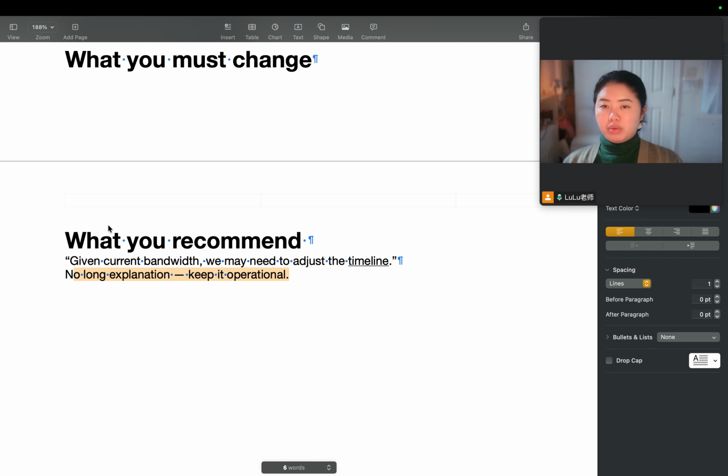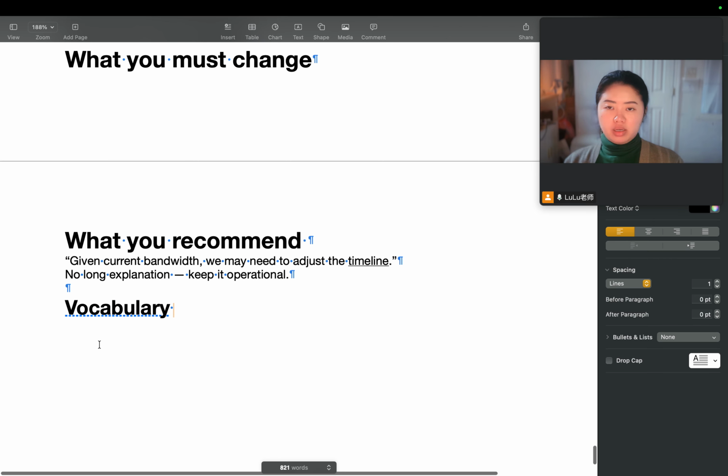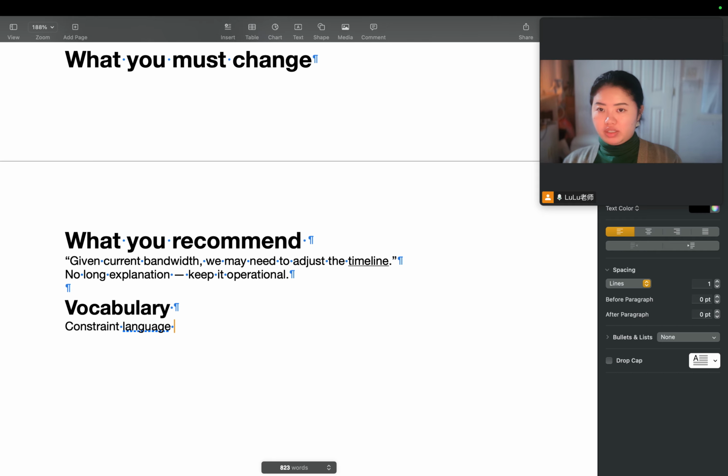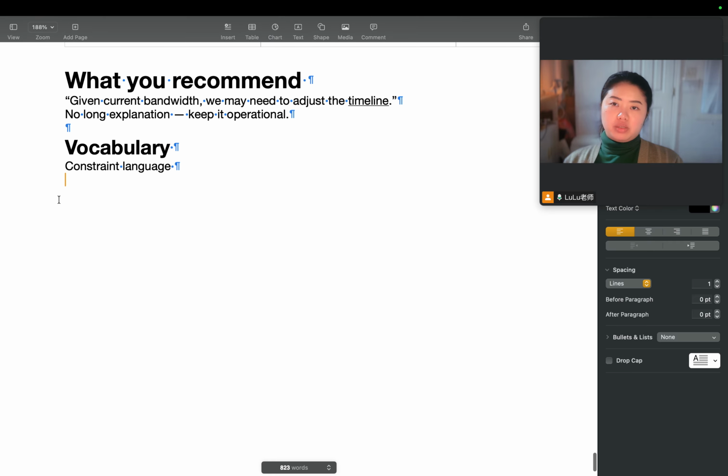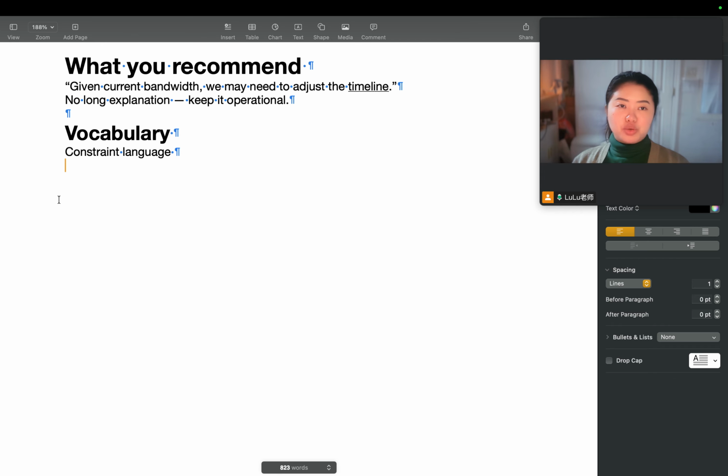So next we will learn some key vocabulary. I do think that vocabulary is the foundation of speaking, but I do think that the only way to speak better is to speak. So let's get to it. So first we will continue with some language about constraint. So I will brainstorm with my students. What are some words you can think of when it comes to constraint? And I will give him some time.